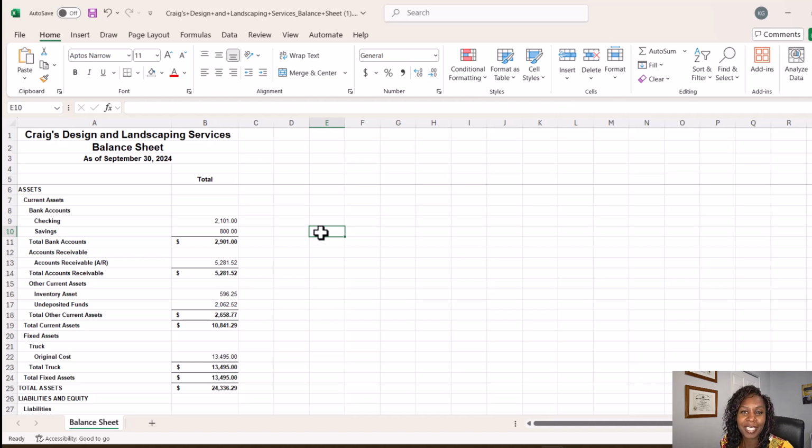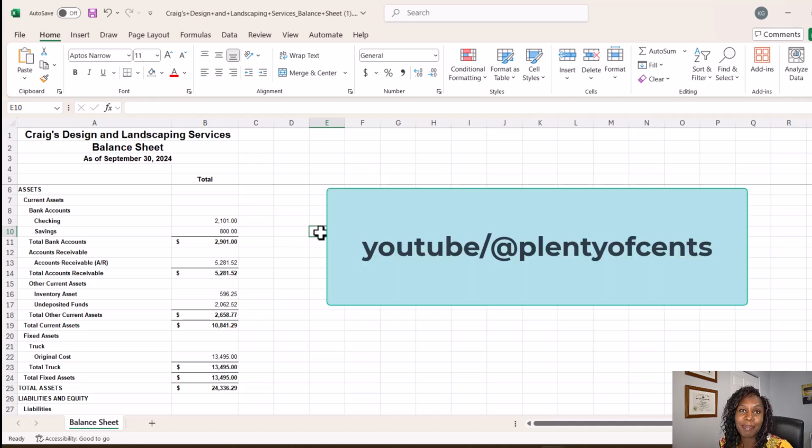Okay, so those are the three ways to tell if your balance sheet is right or wrong. Again, first, your assets don't equal your liabilities plus your equity. Two, your net income on your balance sheet doesn't tie back to the net income on your profit and loss statement. And three, ensuring that all amounts on your balance sheet tie to some type of reconciliation report or there's some type of description. Okay, so let me know what you all think.